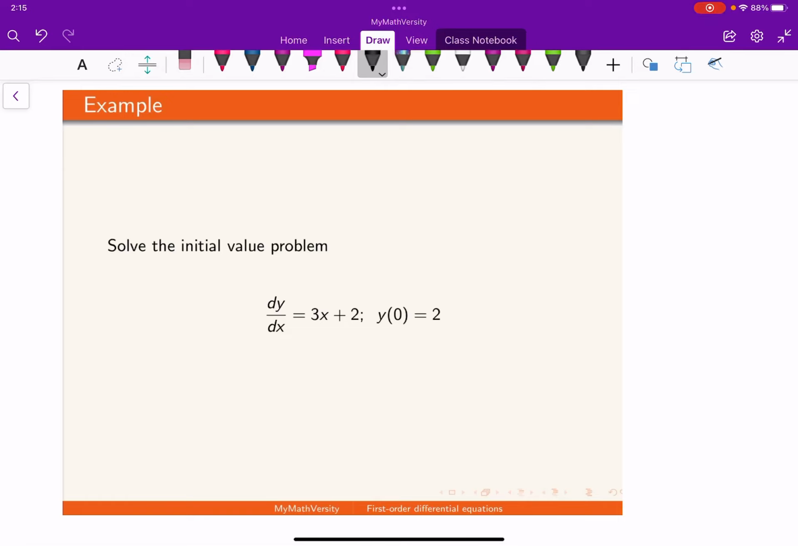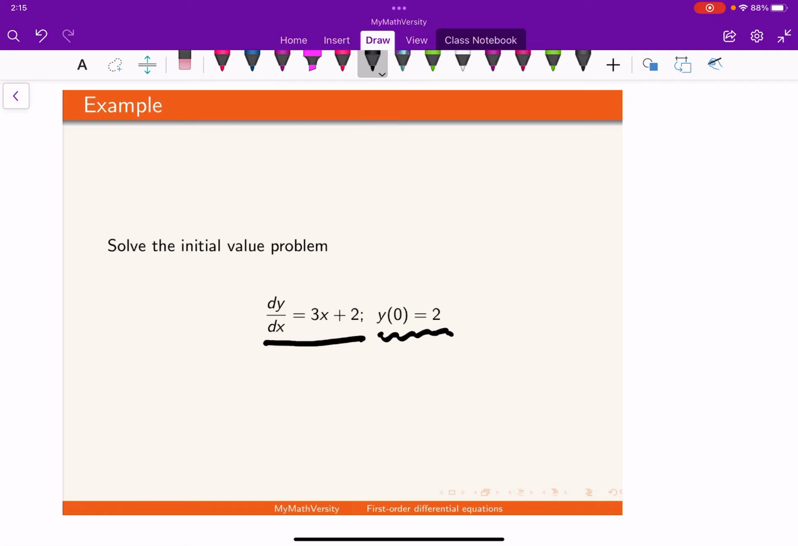So in this example, we are going to solve an initial value problem given by this differential equation, the derivative of y with respect to x equals 3x plus 2. But we also have been given an initial condition. Since this is an initial value problem, we'll have been given an initial condition. Or let's say it this way: if we have a differential equation given with an initial condition, that problem is known as an initial value problem.